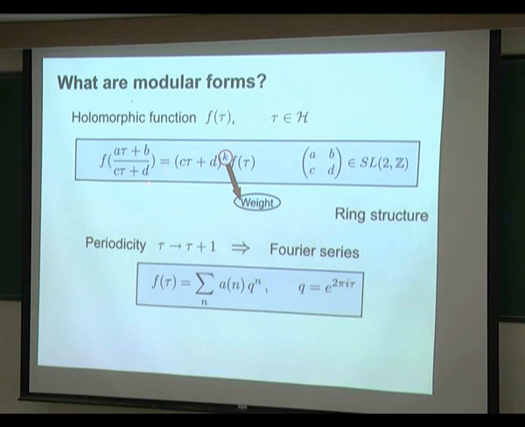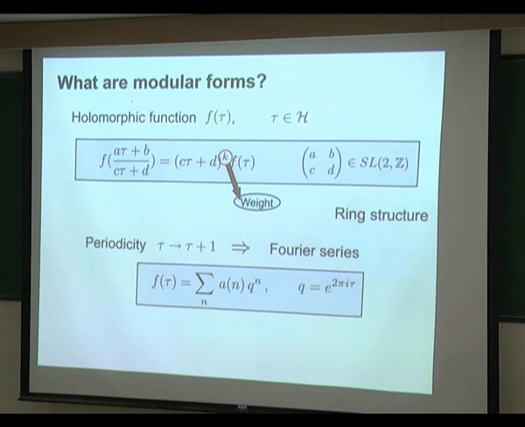Now, if you take a, b, c, d equal to 1, 1, 0, 1, then this equation implies a periodicity for f with period 1, and therefore you can write a Fourier series for f as follows: f of tau is equal to the sum of a of n times q to the n, where q is e to the 2 pi i tau. So n runs over the integers, and one can be more precise as to what exactly n runs over, and that depends on certain analyticity conditions that one has to put on f. But I'm going to gloss over it unless there are questions.